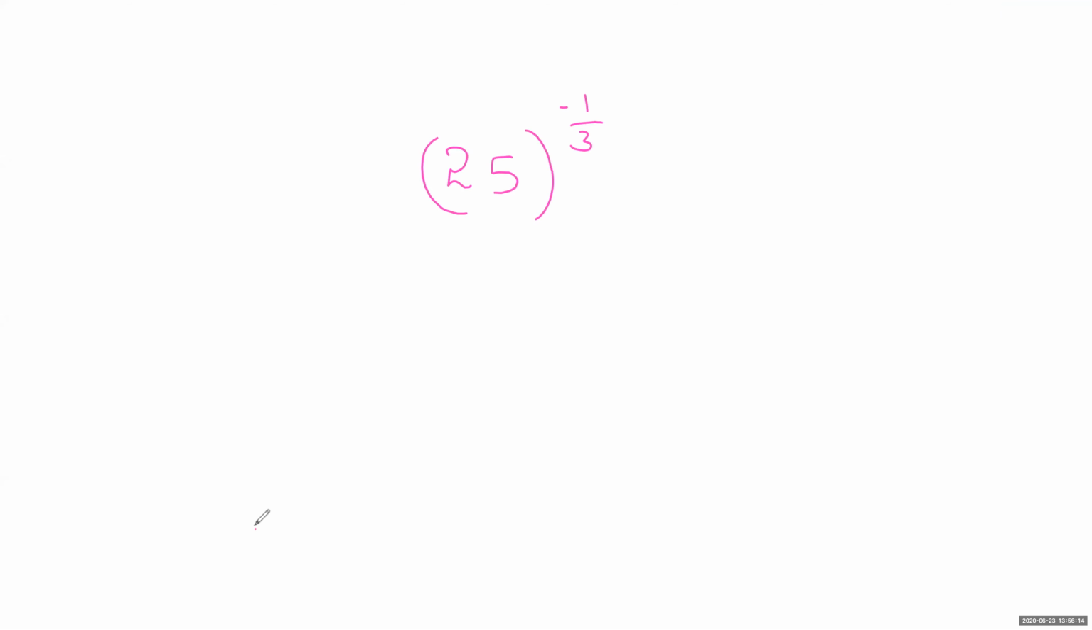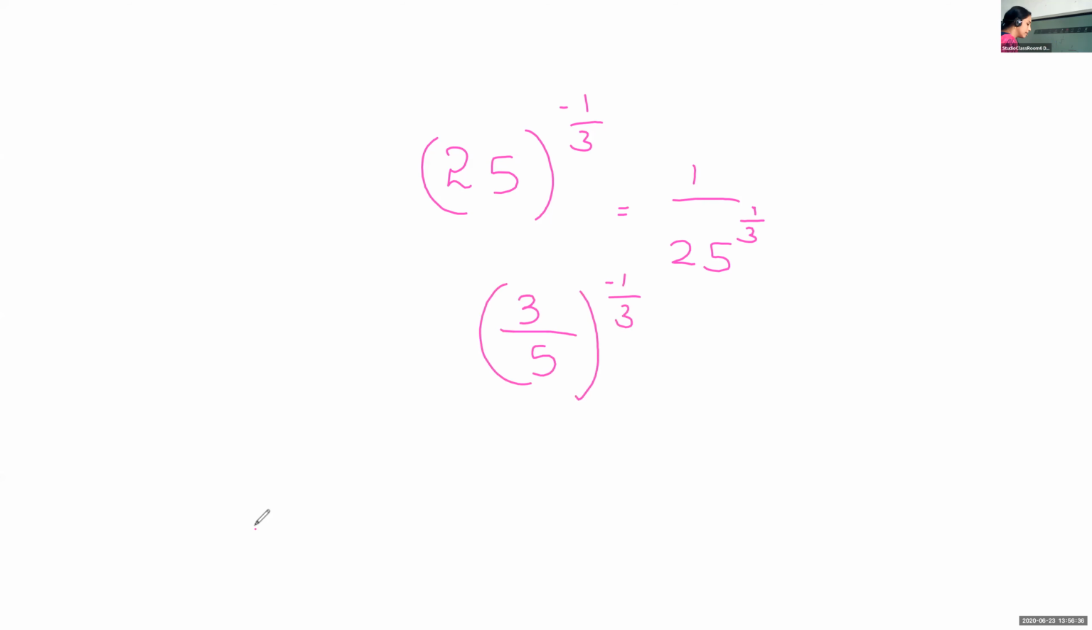1 by 25 raised to base minus 1 by 1. Reciprocal, we are writing. Base reciprocal. Exponent reciprocal is same. Fraction is same. Only that we are removing the negative number. Okay. And if it is 3 by 5, all raised to negative 1 by 3, how will you write?